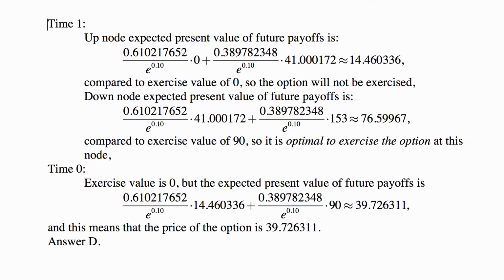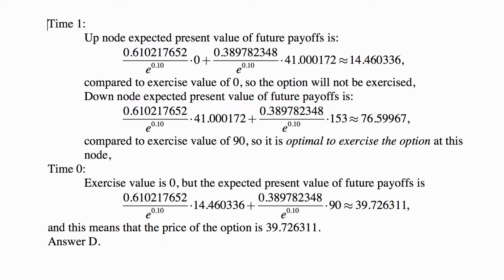Then at time 1, the up node expected present value of future payoffs is, well, the standard calculation again, probabilities times the present value factor, which is 1 over e to the 0.10, times the payoffs in the up and down move. So it ends up being 14.460336 compared to exercise value of 0, so the option will not be exercised.